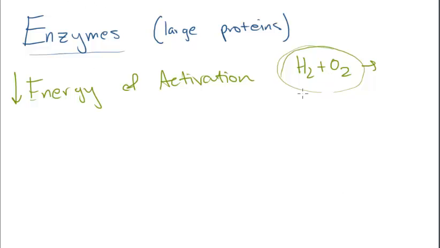Next, I want to talk about the substrate. Basically, the chemical that the enzyme works on is called the substrate. So, for example, if the enzyme were to work on hydrogen here, hydrogen would be the substrate. So let's talk a little bit about this substrate enzyme relationship.